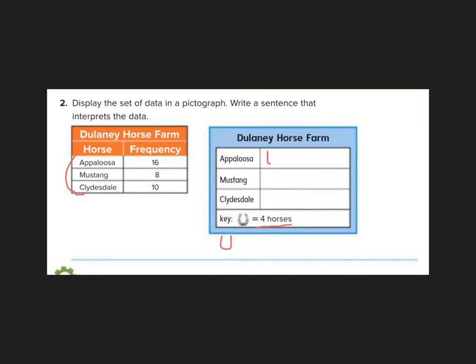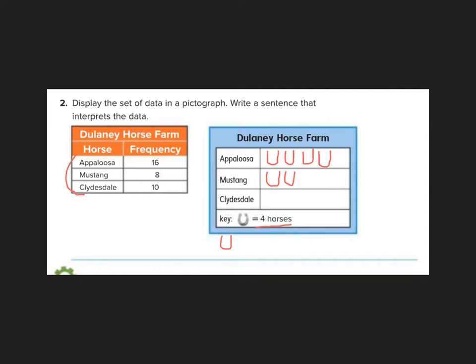Let's see. 4, 8, 12, 16. I need 4 horseshoes to make 16. How many do I need to make 8? 4, 8. We should try to make them similar in size, right? I don't want to have a tiny little baby one and then a big one because that's going to look like it's representing a different amount. Okay, so we want them all to try to be about the same size.